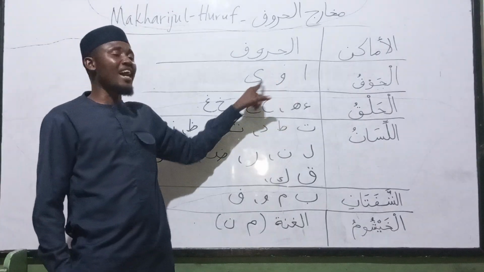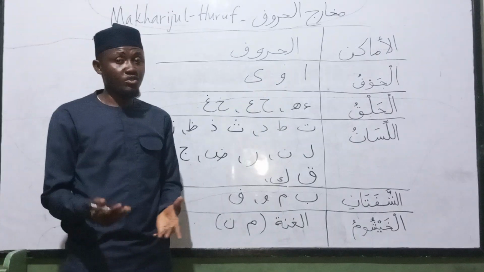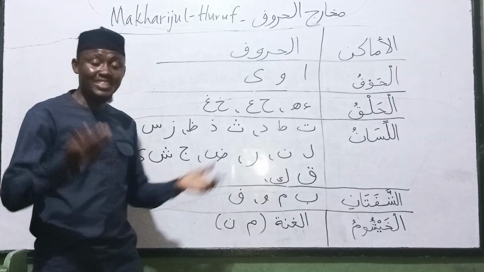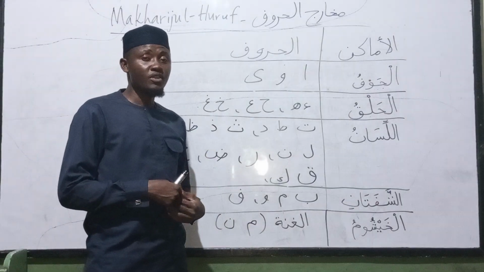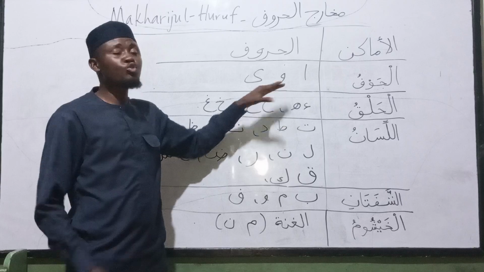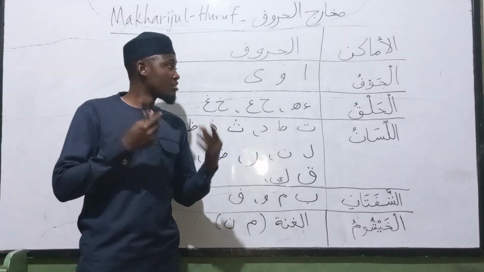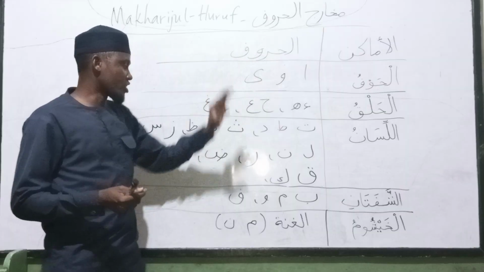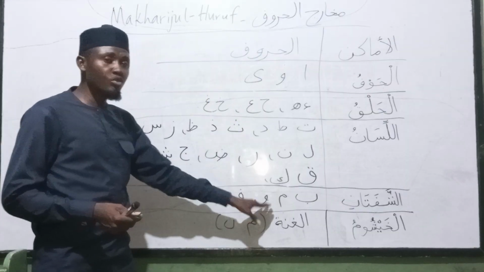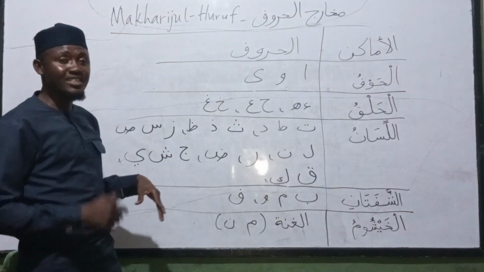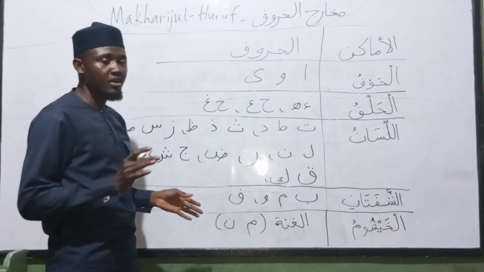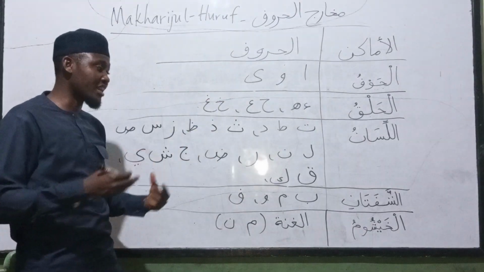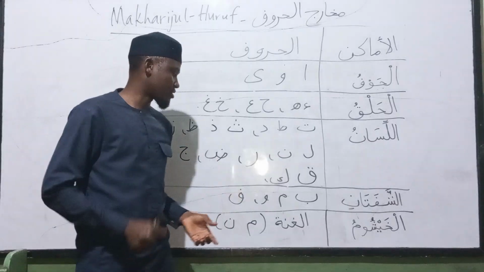Take note that the consonant waw and ya are not the same as the waw and ya of elongation. Those are tools of elongation that we use the oral cavity to articulate. But these ones are real consonants that can take fatha, kasra, or dhamma. So take note of that, they are not the same, and they are not articulated with the same parts.